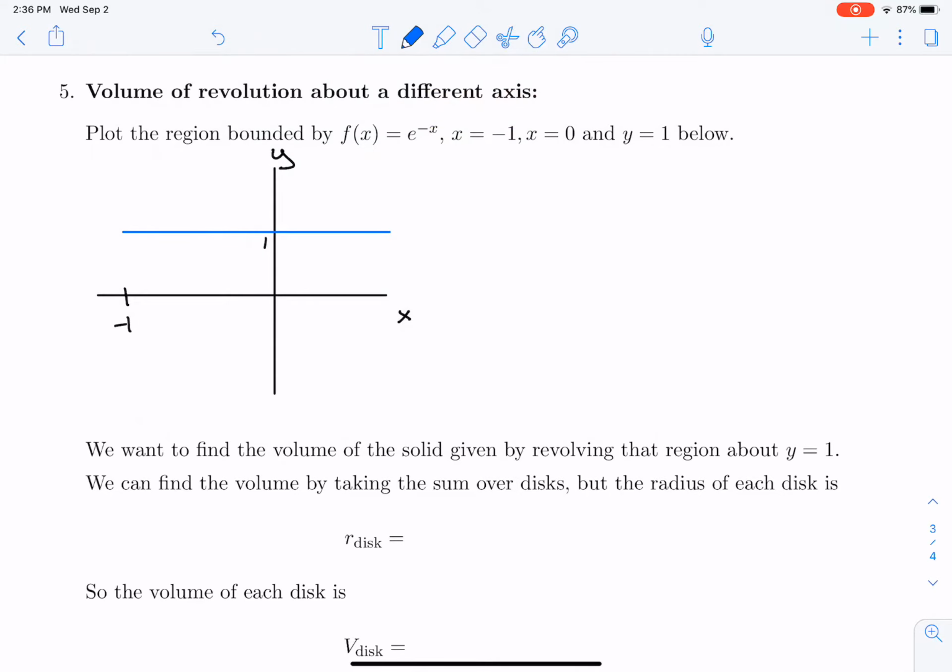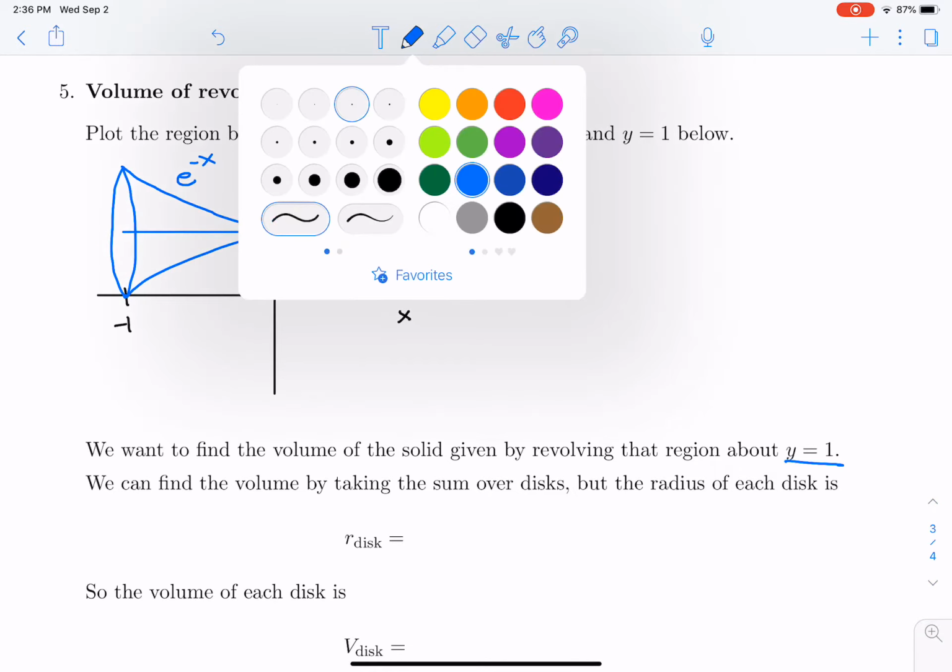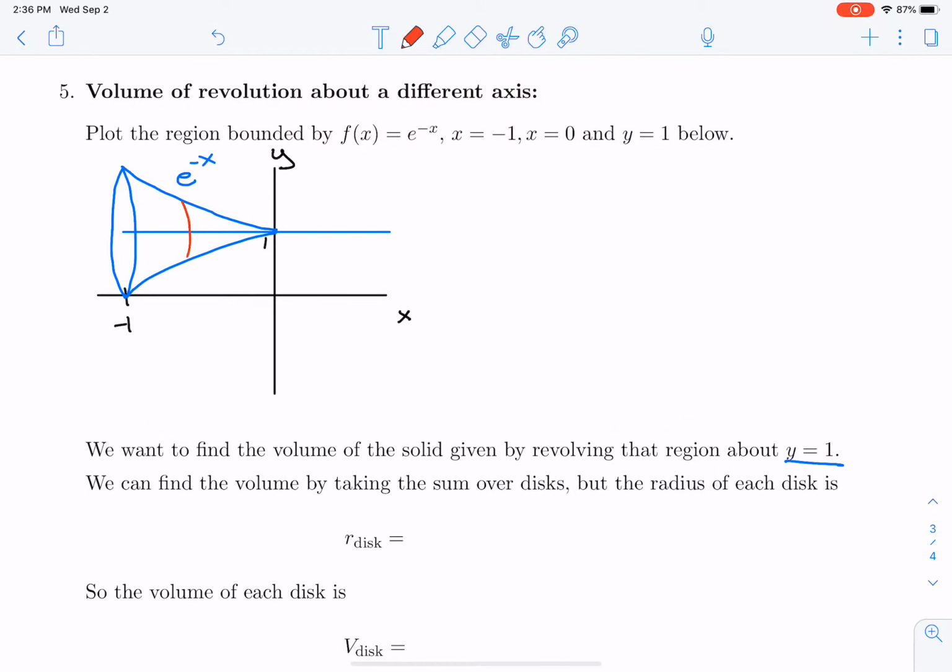Now I'm going to plot what e to the minus x looks like. This is e to the minus x. And then I want to revolve it around the line y equals 1. So in fact, I'm going to make this solid right here. Okay. So I want to proceed in the same way that I did before. I want to slice into disks. So I'm going to slice this solid into disks of radius r.